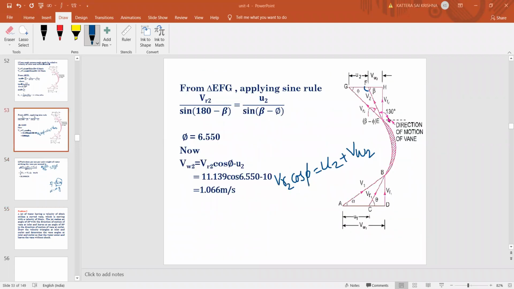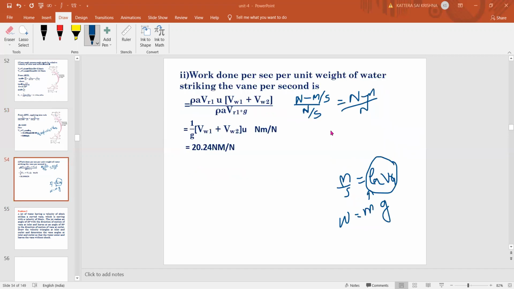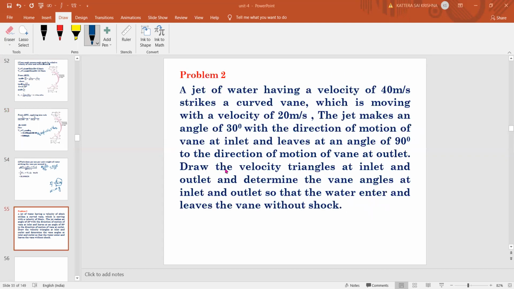So in the same way here, he has given only 90 degrees. So this will come and join here, right? So 180 minus 90 again will be 90 only. So a vertical line will come, and we don't have the VW2 term when it is 90 degrees. That is why it is given, right? So 90 degrees to the direction of motion of the vane at outlet.